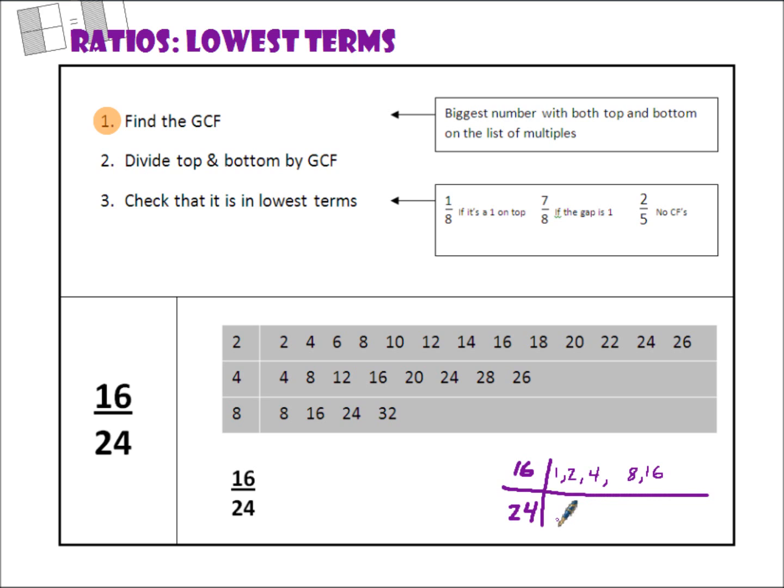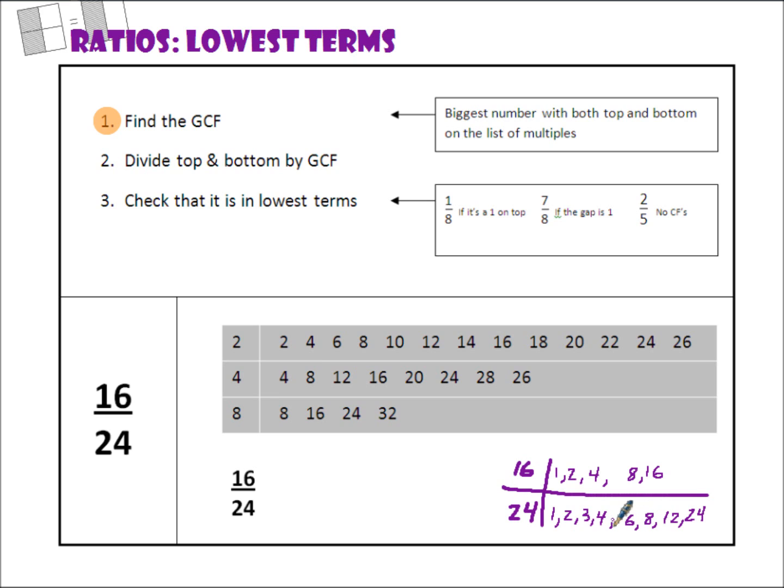Now let's look at the factors for 24. 1 and 24, of course. And then I look and it's an even number, so I know that 2 will work. 2 times 12 would give me 24, so I'll put 2 here and 12 over here. 3 also works. 3 times 8 would give me 24. Then I'll try 4. Yep, 4 will work. And its factor pair would be 6.